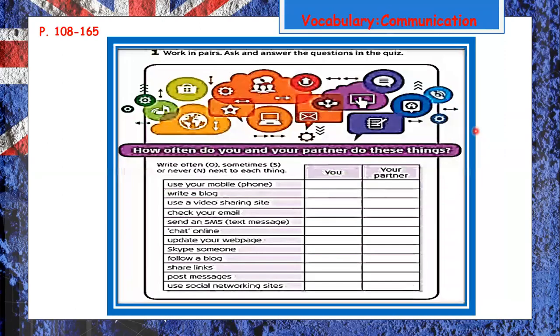Now, in exercise about communication, we are going to ask and answer the questions in the quiz. How often do you and your partner do these things? If you do it, you write O for often, S for sometimes, N for never. And in this case, we are going to practice with yourself.